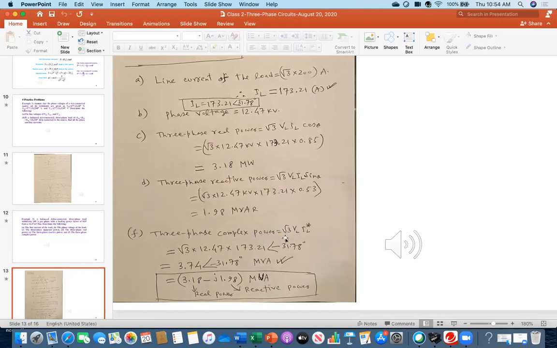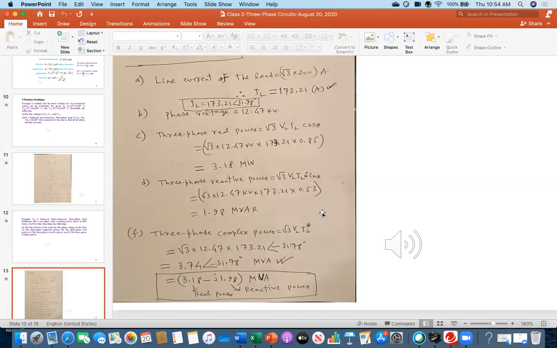So here you see what I have written, √3 VL IL conjugate. The star means conjugate. If you remember the circuit course, I explained that complex power is VI conjugate. So in this case, this is three-phase complex power: √3 VL IL conjugate.